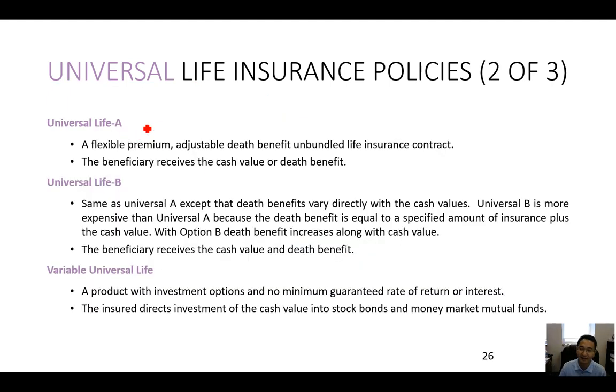Universal Life A is a flexible premium, adjustable death benefit, unbundled life insurance. The good thing about Universal is you have flexible premium. You can pay more than needed. Certainly there is some minimum they need to pay, let's say $100 to cover the mortality, and then some expenses. So they say $100 a month.